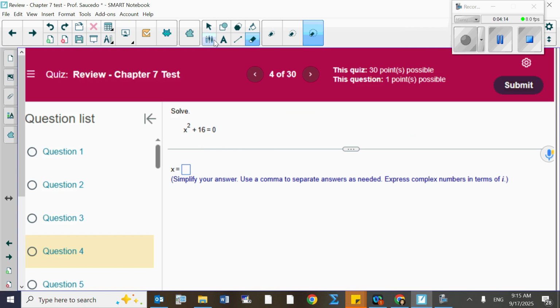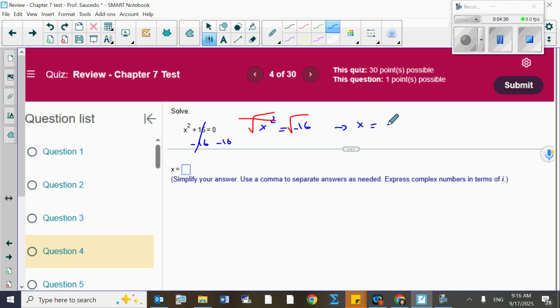Okay, now we want to solve this equation. We're going to subtract 16 from both sides first. So we have x squared equal to -16, and then we take a square root of both sides. These two cancel, and now x is positive square root of -16 and negative square root of -16. However, we know that we cannot have a negative on the radical, but we can write it as a complex number in terms of I. So I'm going to rewrite this.